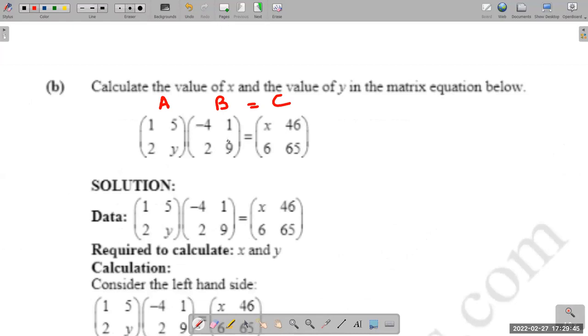You realize there's no operation sign, but they're next to each other. What operation happens when you're next to each other like this? Excellent, multiplying. Anytime two matrices are up next to each other like this, the operation is multiplying.